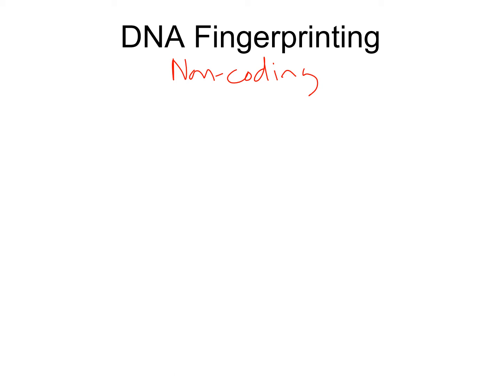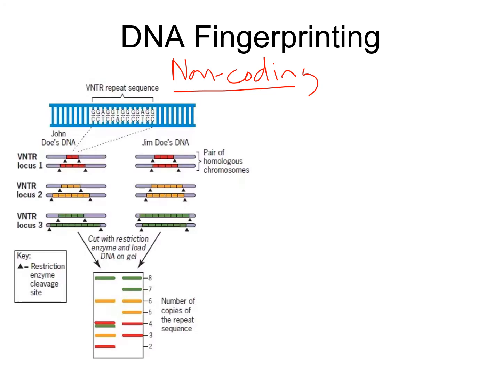So for DNA fingerprinting, the only place that we get variety is in the non-coding sequences of DNA. One of the common non-coding sequences of DNA we use are the VNTR sequences. And these are found on different chromosomes, and it stands for variable number tandem repeat.